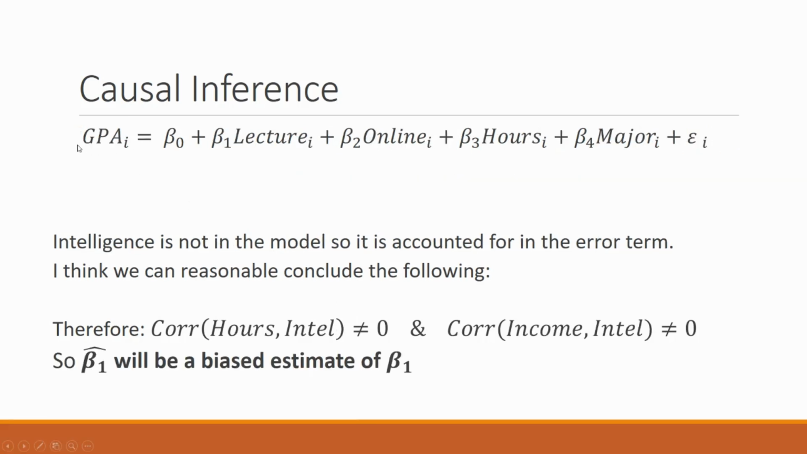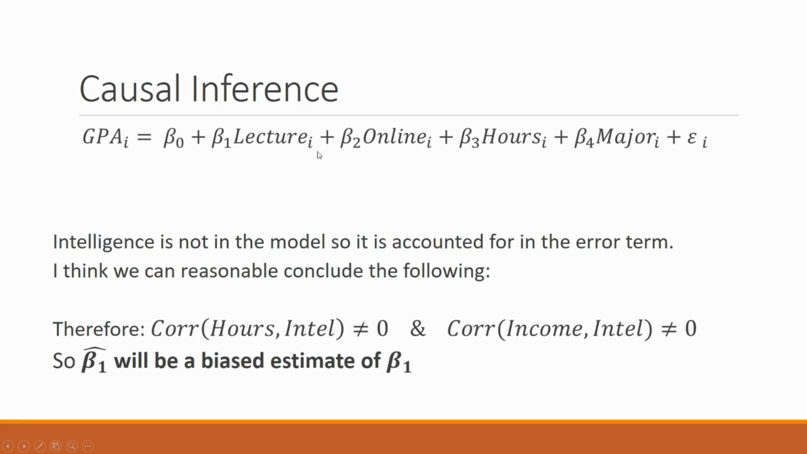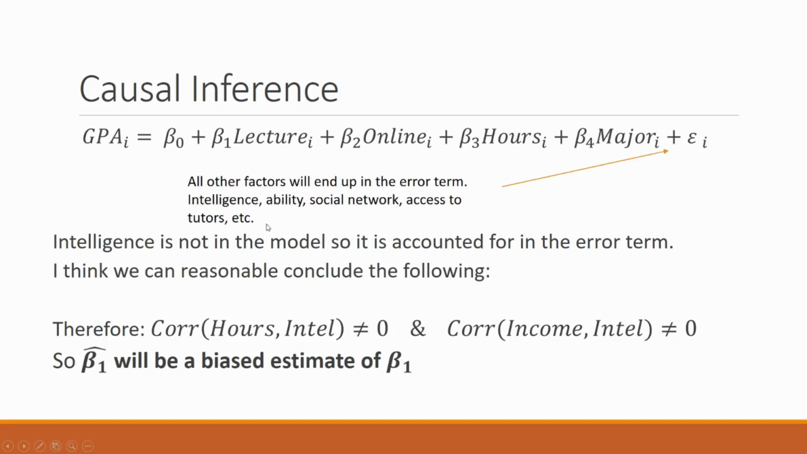Okay, let's do another example. Let's use the other model that we had in last lecture. We have GPA as a function of the classroom instructional method, whether it's an online class or an in-class lecture format, the number of hours that the student spends studying, and the student's major. All the other factors are in the error term: intelligence, ability, social network, access to tutors, other various things.